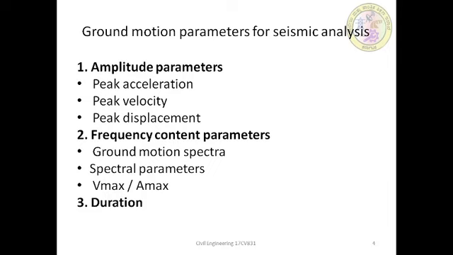Now, the second part is related to the frequency content parameters. The frequency content parameters include the ground motion spectra, spectral parameters, and also the ratio of maximum velocity to maximum acceleration. And the last one is the duration of the ground motion. So this is all about the seismic parameters which are considered for ground motions.